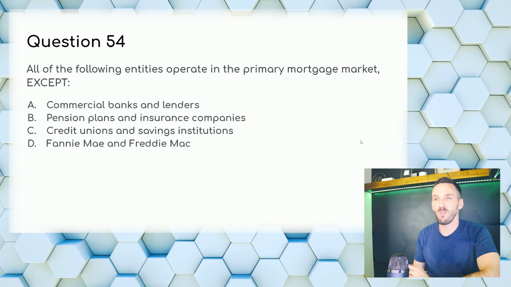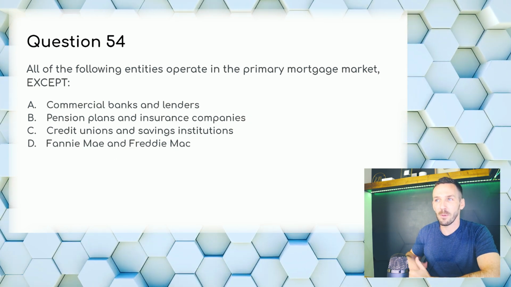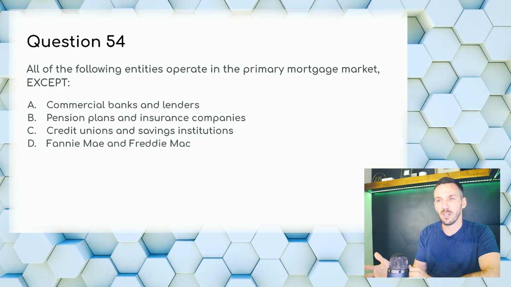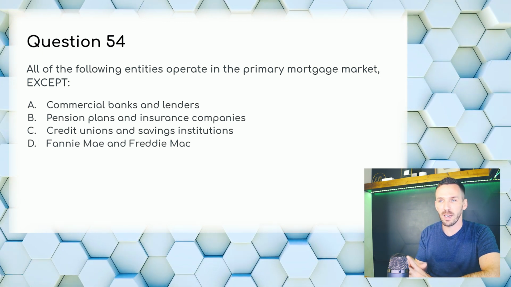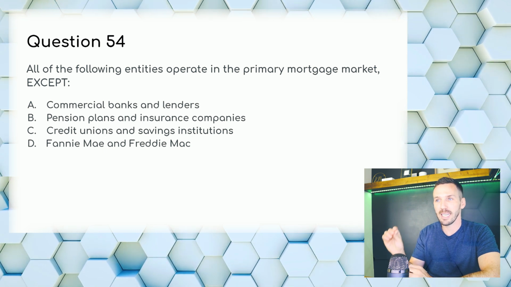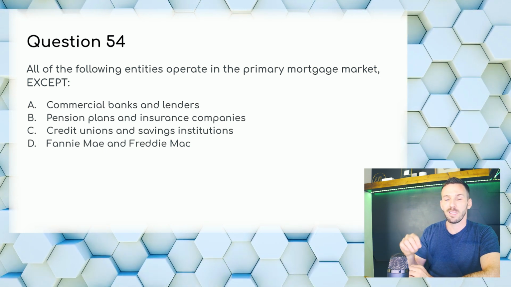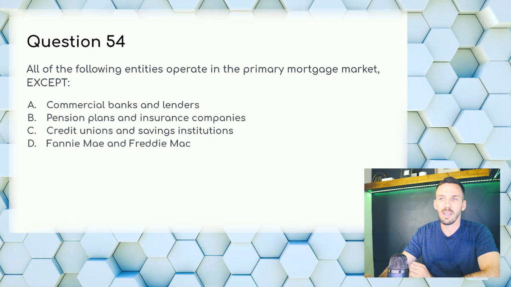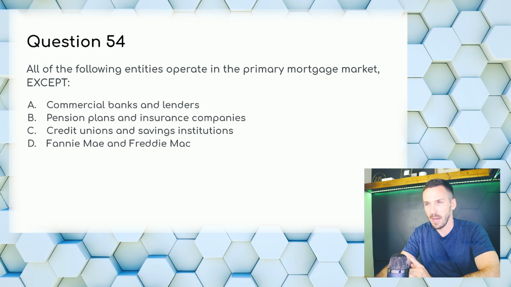All right, question 54. All of the following entities operate in the primary mortgage market except A. Commercial banks and lenders, Wells Fargo, Bank of America, things like that. B. Pension plans and insurance companies. C. Credit unions and savings institutions. Or D. Fannie Mae and Freddie Mac.